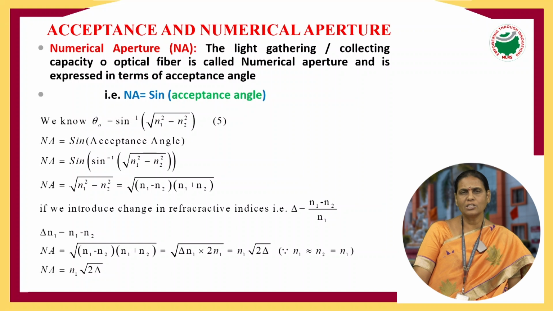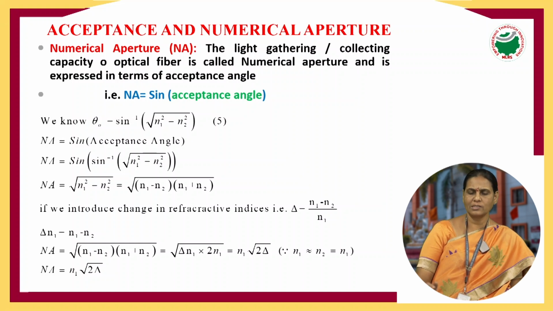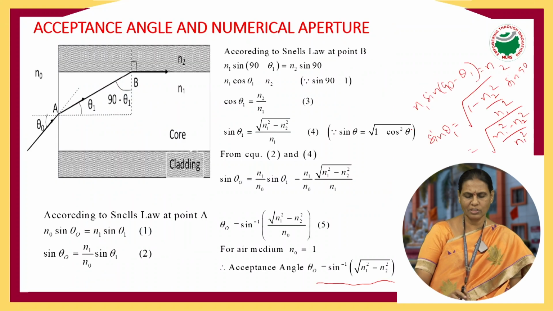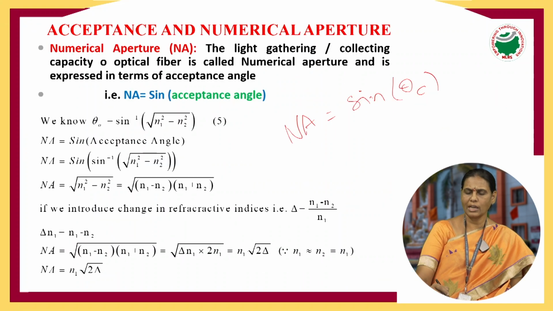So, the numerical aperture definition is the sine of the maximum acceptance angle. Numerical aperture, we write it as NA. NA is equal to sine of theta c. What we have written in the previous one, that is theta naught, sine of theta naught. Now, what is this one?